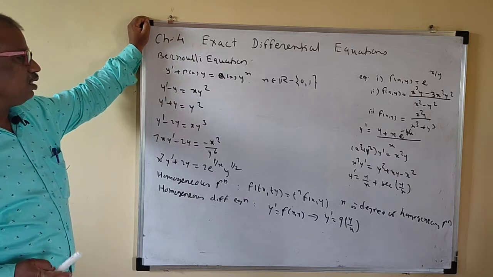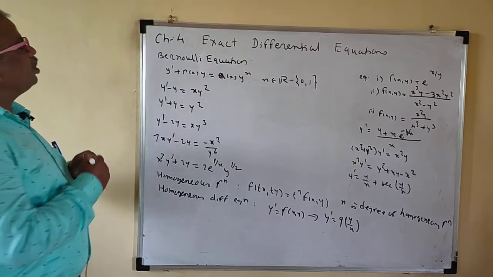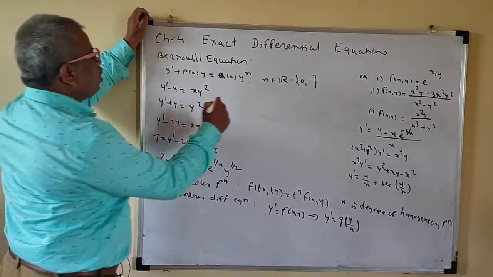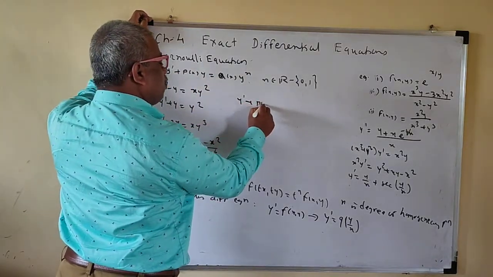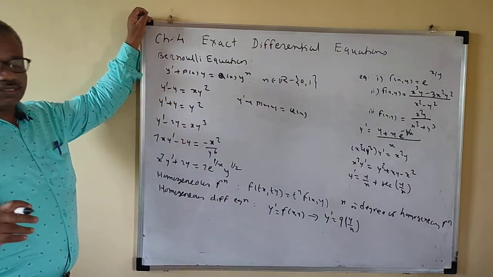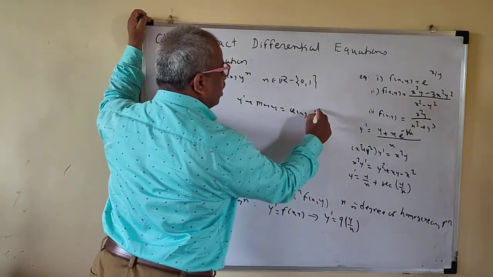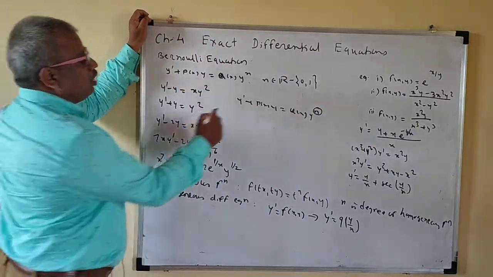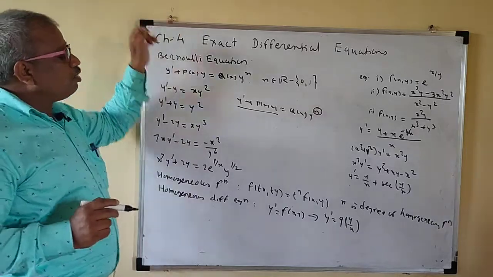So what is Bernoulli's equation? An equation of the form y prime, that is dy by dx, plus p of x times y is equal to q of x. This is a linear differential equation. Only here y to the power n is there. All this is the same here, only y to the power n is here.